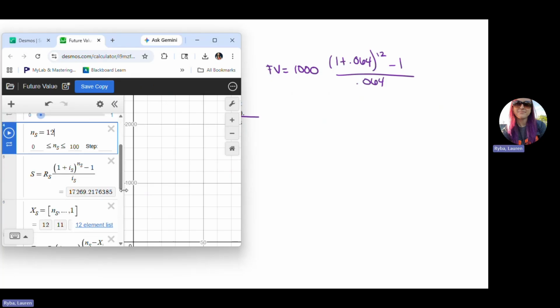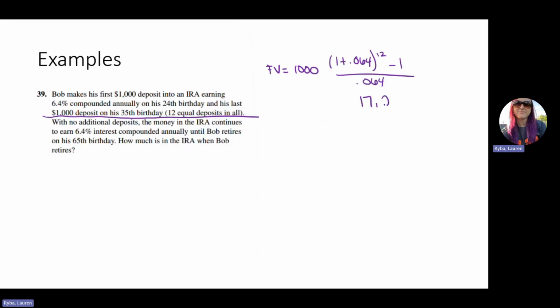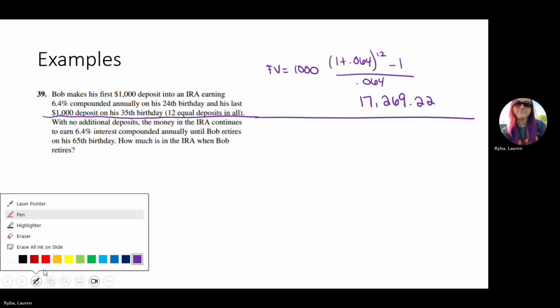All right, so he makes 12 deposits of $1,000, and at the end of those 12 years, he's up to $17,269.22. So that is the first half of the problem.